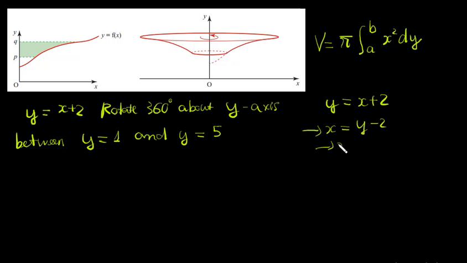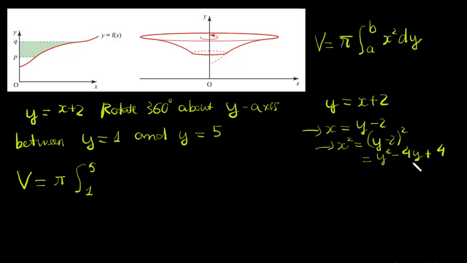So x squared equal to (y minus 2) squared, which is equal to y squared minus 4y plus 4. So now I would write this one into volume of revolution equal to pi. My integral will be 5, here's 1. Because my x squared equal to this one, so I would write down y squared minus 4y plus 4 dy. Please remember that when we rotate about the y-axis, this one is dy, and here's x squared, and vice versa for the other one.